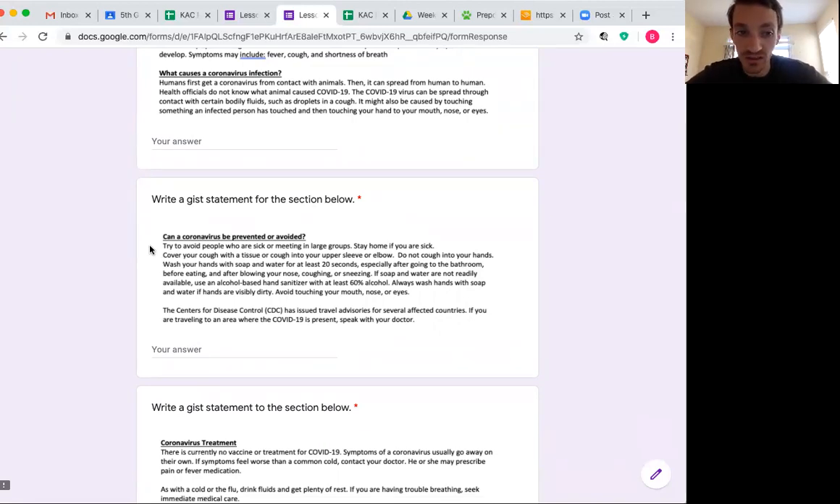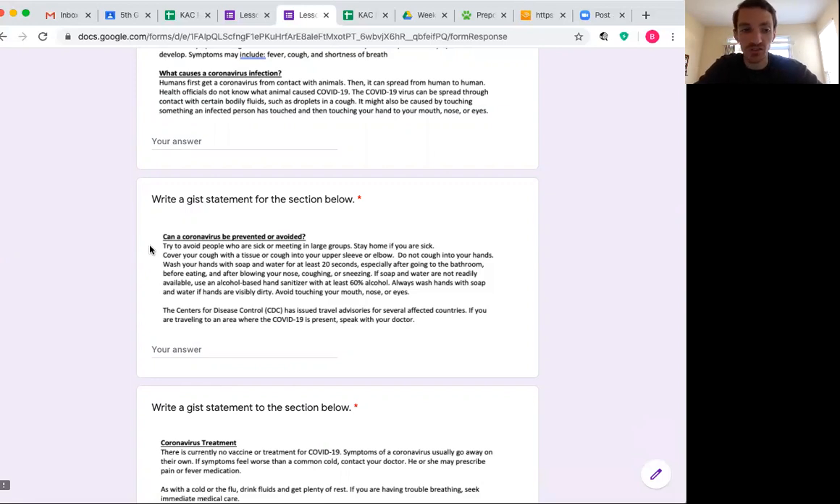Stay home if you are sick. Cover your cough with a tissue or cough into the upper sleeve or elbow. Do not cough into your hands. Wash your hands with soap and water for at least 20 seconds, especially after going to the bathroom, before eating, and after blowing your nose, coughing, or sneezing. If soap and water are not readily available, use an alcohol-based hand sanitizer with at least 60% alcohol.